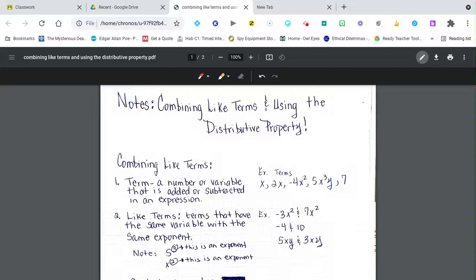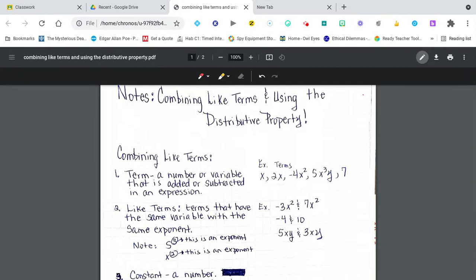So for today's lesson, we want to practice combining like terms and using the distributive property. Combining like terms is much like adding and subtracting integers, where if the signs are the same, you add the numbers and you keep the sign. If they're different, you subtract, take the sign of the larger number. But they have variables with them in some cases. So let's go ahead and get started.